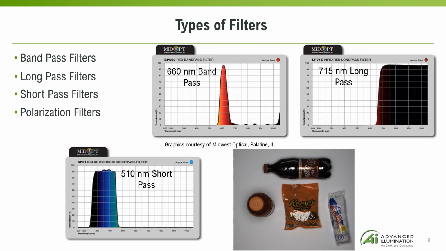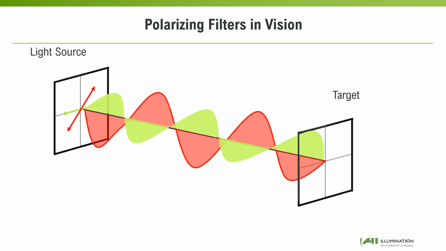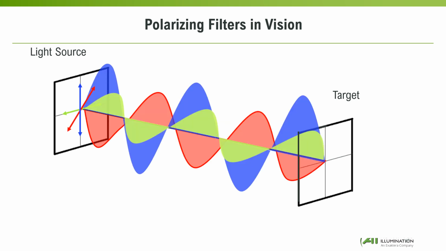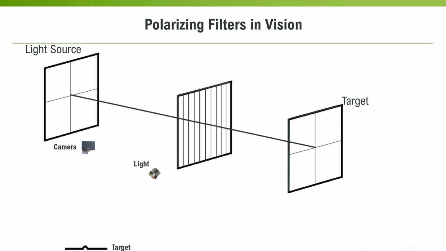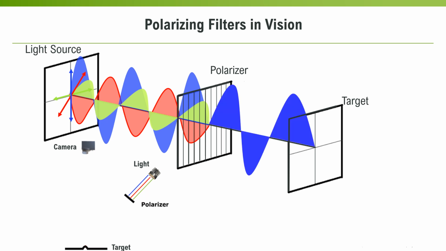Polarization filters can be used to reduce glare and reflections. So how does polarization work? Imagine light traveling from a light source to the target as uncontrolled sine waves, traveling in multiple planes as unpolarized light. A single piece of polarizing film is placed between the light and the target, which will absorb all of those sine waves that are not aligned with the film. This allows only one plane, in this case a vertical plane, to pass through.